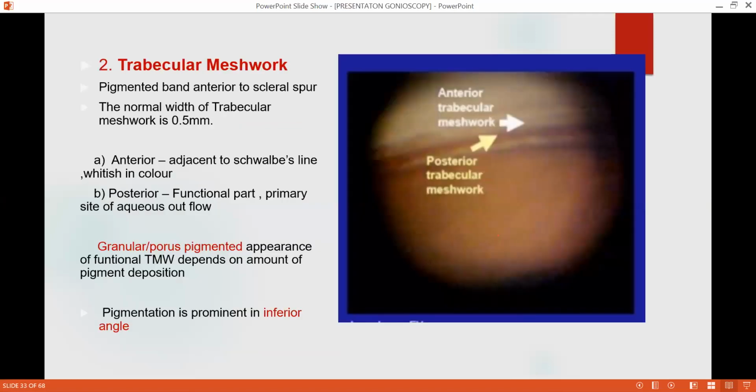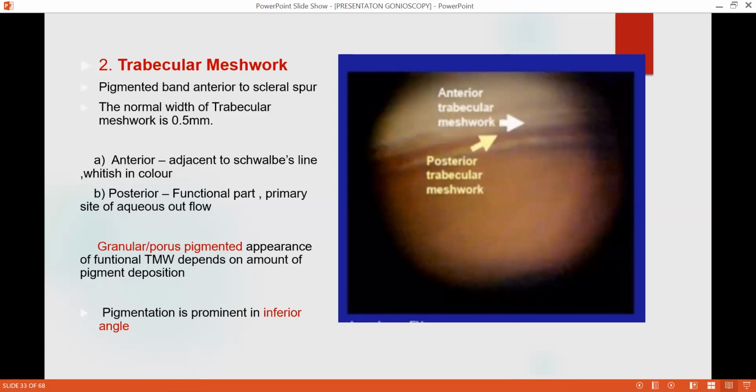Next structure is the trabecular meshwork. As it is a meshwork, it gives a granular or porous pigmented appearance on gonioscopy. The anterior part of the trabecular meshwork is seen just adjacent to the Schwalbe's line, and it is whitish in color. It is non-pigmented. The posterior, the functional part of the trabecular meshwork, is seen anterior to the scleral spur, and it is the pigmented part.